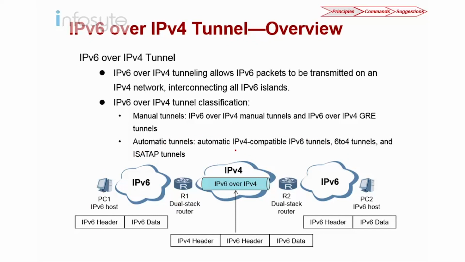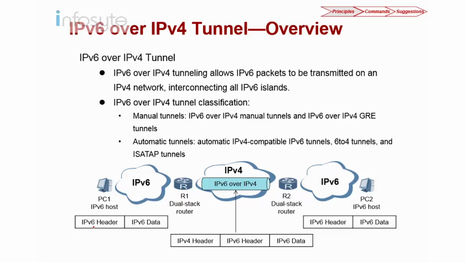Now we have multiple ways for us to do that. We can do a manual way or an automatic way. For the manual way, there is IPv6 over IPv4 manual tunnel, and IPv6 over IPv4 using GRE tunnel. Okay, so there are two ways for us to do that. Now if you look into this diagram, both R1 and R2 are using dual stack, because on the side facing my user I'm using IPv6, but when I face my service provider, I'm using IPv4. So V6 on the user, V4 on the service provider. So routers R1 and R2 must be dual stack.